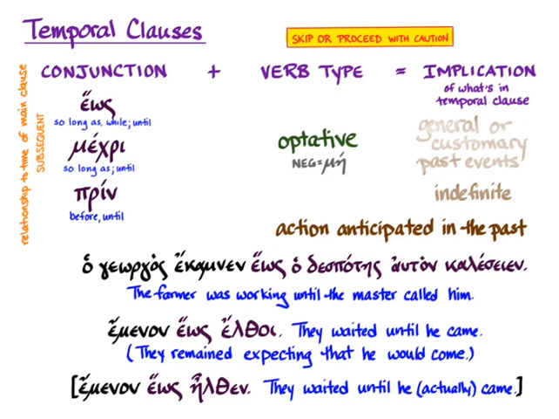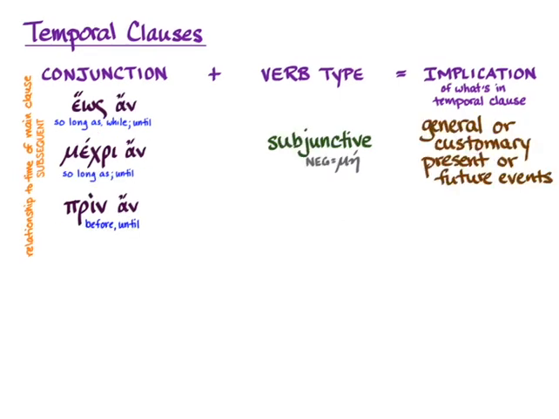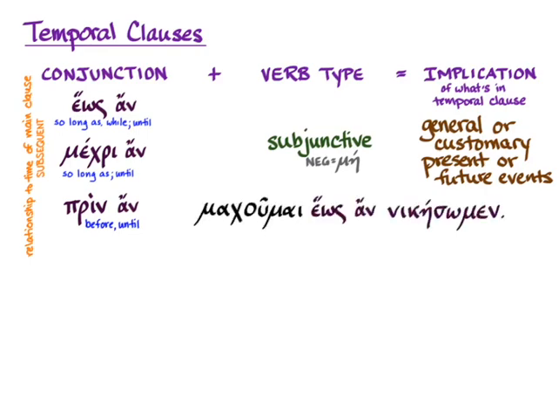So let's move on to the subjunctive. The negative is me, and here again you're going to add an on to the conjunctions. These don't form their own separate kinds of words. You simply add an on, and here are some examples. Machoumai heos an nikesomen. So it's something that's going to happen in the future, generally speaking, maybe anticipated, but it hasn't happened yet. And so we're going to translate, I will fight until we win.